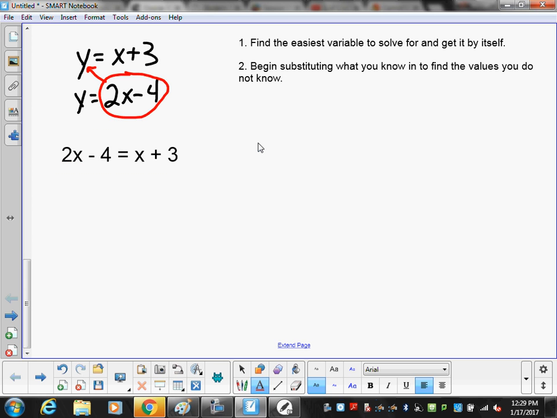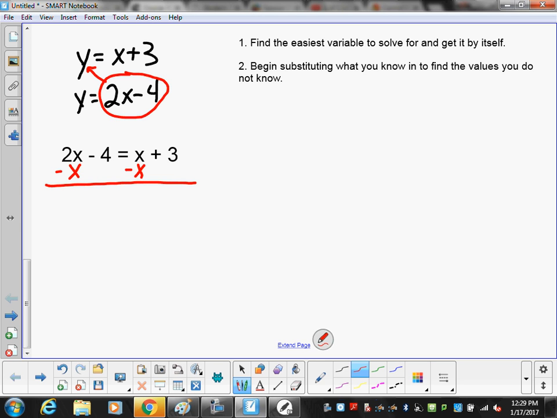Okay, so what I was just saying is I'm going to subtract the x. So 2x minus 1x is just x. Minus 4 equals 3. And then I just need to add the 4 to both sides.